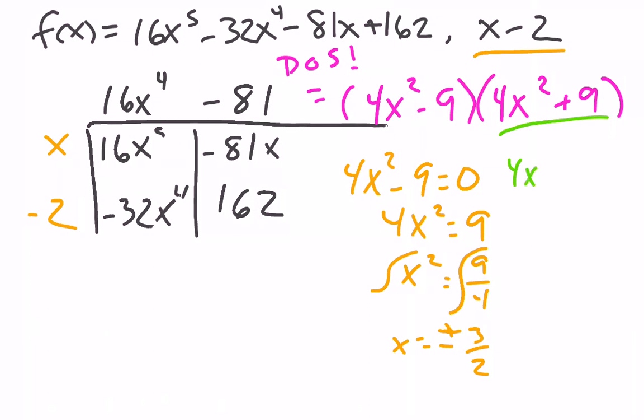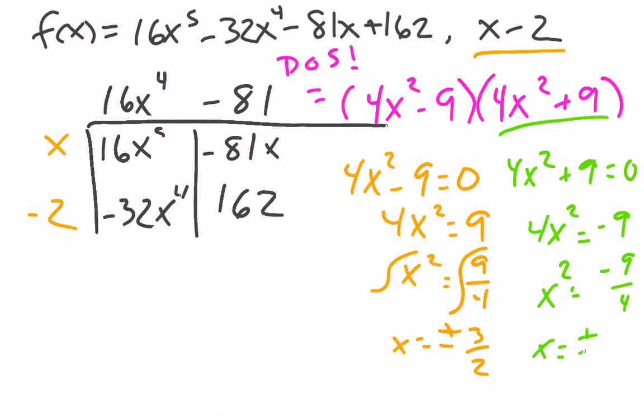Now it's going to be really similar when I do the next part. So 4x squared plus 9 equals 0. So 4x squared equals negative 9. If you can do any of this in your head, that's fine. X squared equals negative 9 over 4. So when I do the square root of both sides, I would get x equals plus or minus 3 over 2i.